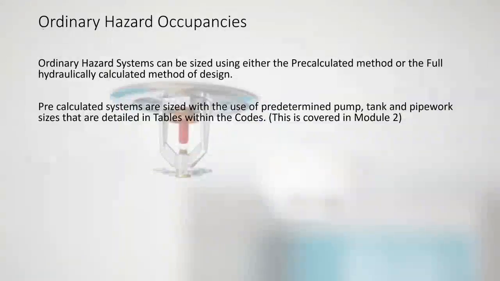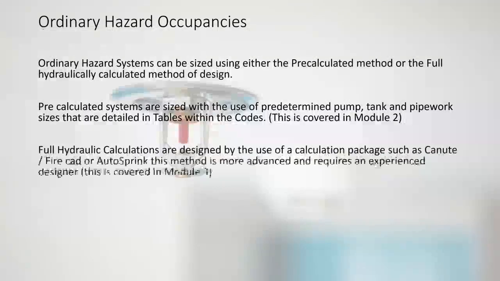Okay, so as I said, pre-calculated systems are sized with the use of predetermined pumps, tanks and pipework tables, and you get that from BS EN 12845 and the LPC technical bulletins. Now we do have another module in that, module 2. Full hydraulic calculations are designed by the use of a calculation package such as Canute. You've also got other calculation packages, FireCAD or AutoSprint. Right, this method is more advanced and requires an experienced designer. And again, we cover that in another module.